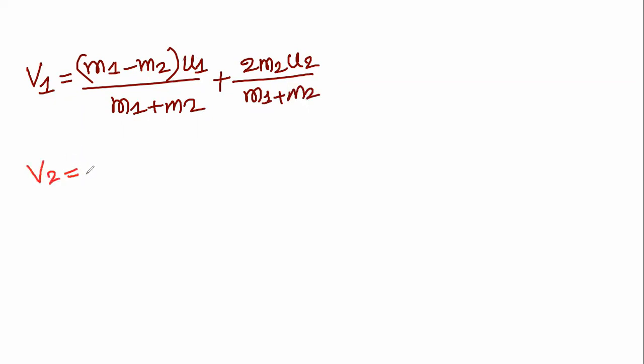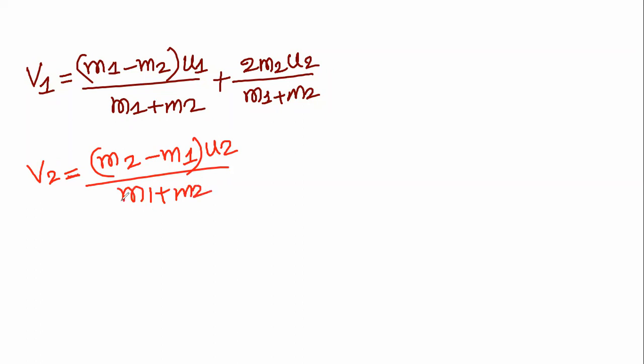The velocity of the second body after the collision is v2 equal to (m2 minus m1) u2 divided by (m1 plus m2) plus 2 m1 u1 divided by (m1 plus m2). This is the velocity of the second body after the collision.